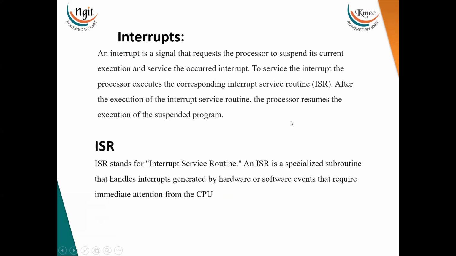Now, an interrupt is nothing but this: if IO devices are ready to send or receive data, the IO devices will send a hardware signal. We have already discussed the control bus; one of its lines is meant for this interrupt signal. The device sends the interrupt signal to the processor, and the processor will suspend the currently executing program and go to the ISR. Then what is this ISR? It will execute the ISR.